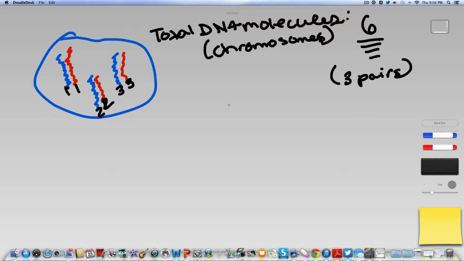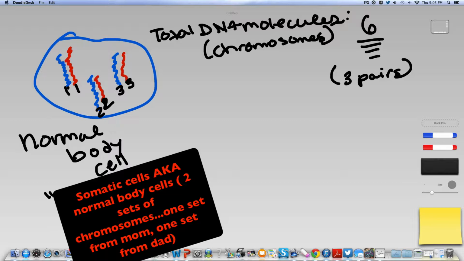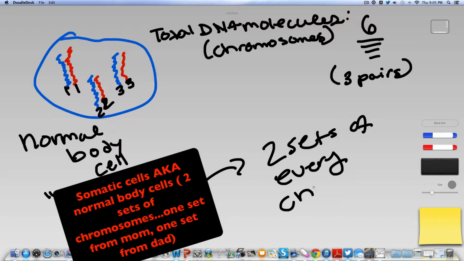Now, since this would be a normal body cell, the cell we would refer to as a somatic cell. These are your normal cells. Okay, and these cells always have 2 sets of chromosomes, 2 sets of every chromosome. When we say 2 sets of every chromosome, what we really mean is they got one from mom, one from dad, one from mom, one from dad, one from mom, one from dad.